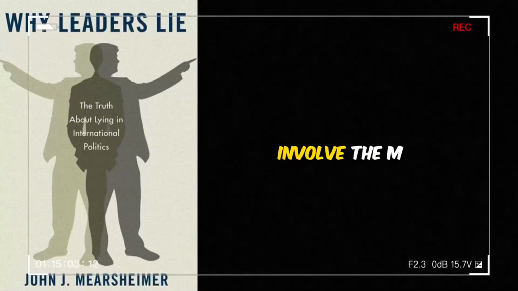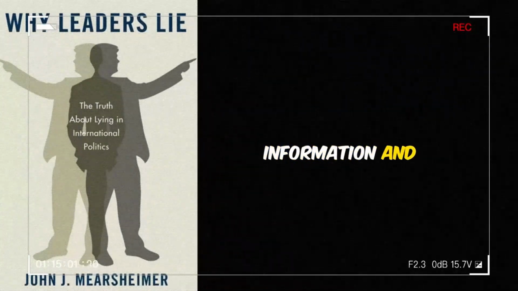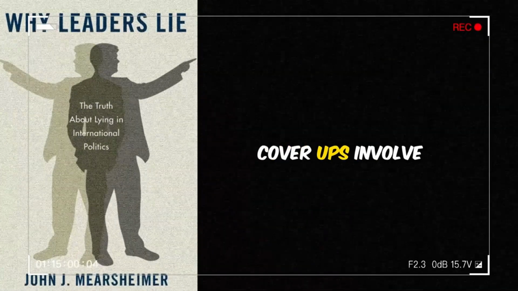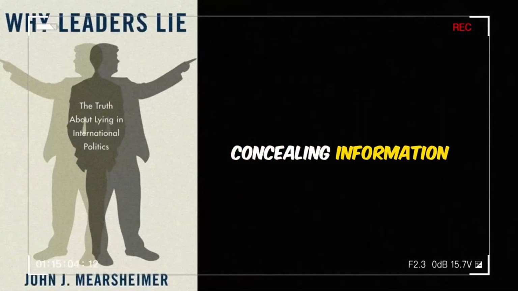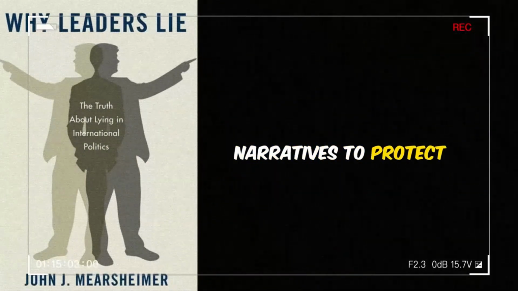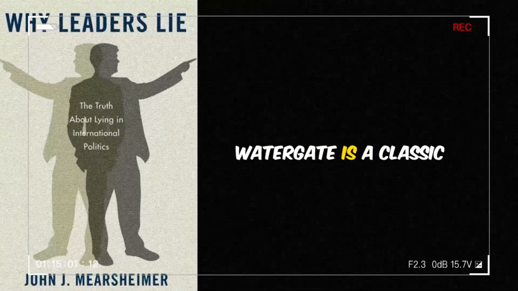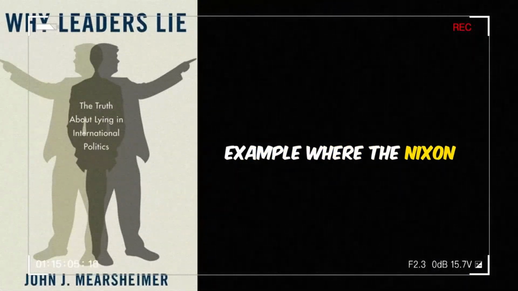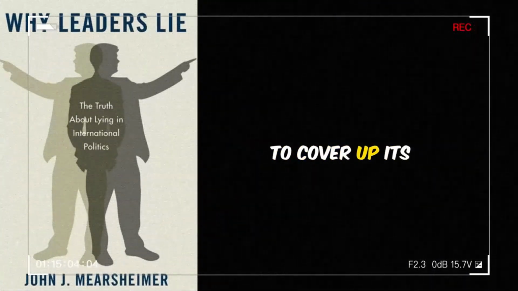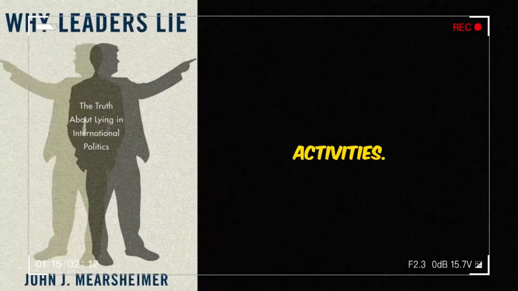Strategic cover-ups involve the manipulation of information and narratives. Cover-ups involve concealing information or manipulating narratives to protect interests. Watergate is a classic example where the Nixon administration attempted to cover up its involvement in illegal activities.